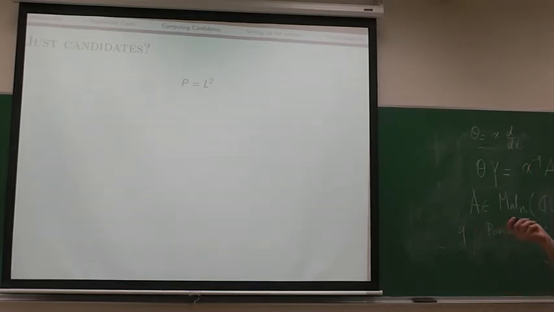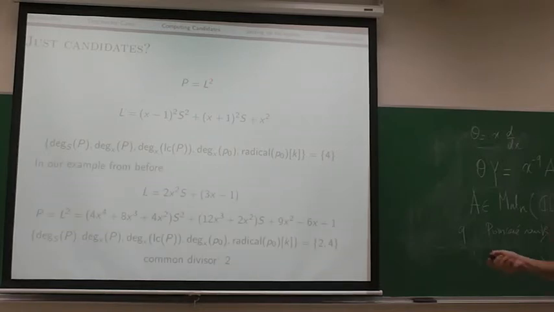For example, if you take p equals L squared, and L looks like this, then what will this set from before be? The degree of p in s is equal to 4, the degree in x is equal to 4, the degree of the leading coefficient will be 4, and so on, and you will get 4. But the real k is 2, so it's a divisor of this 4 here. And in the example that we started with from before, we get this set of k in this set here, and the common divisor is just 2. So here we get the real k.